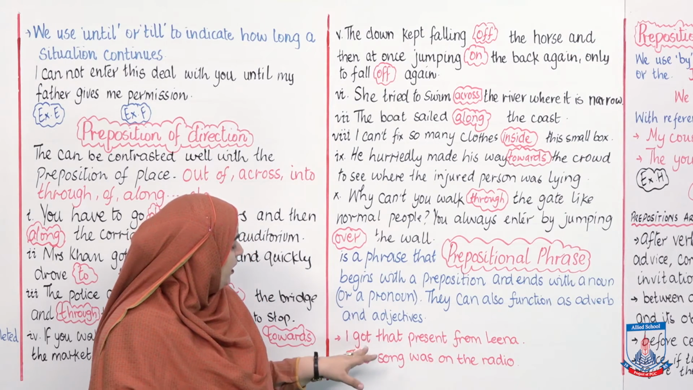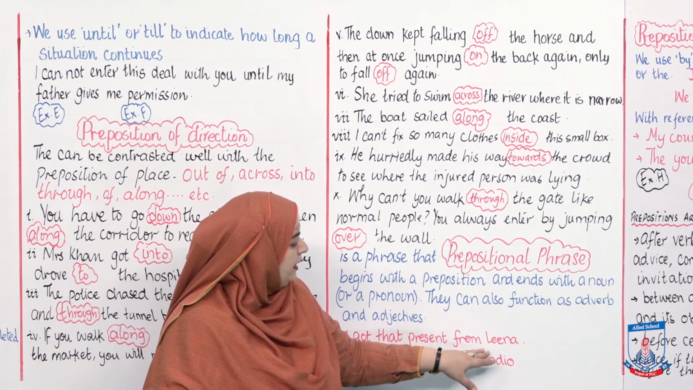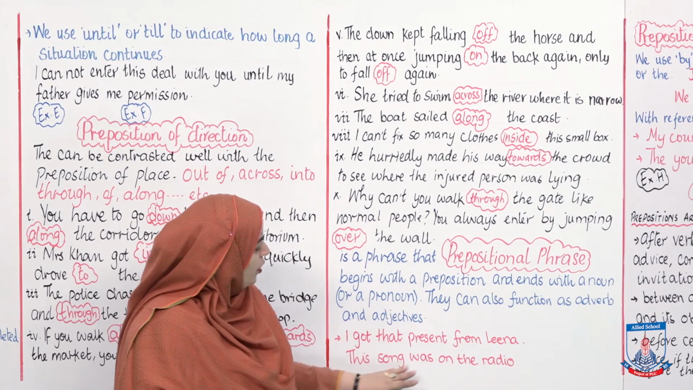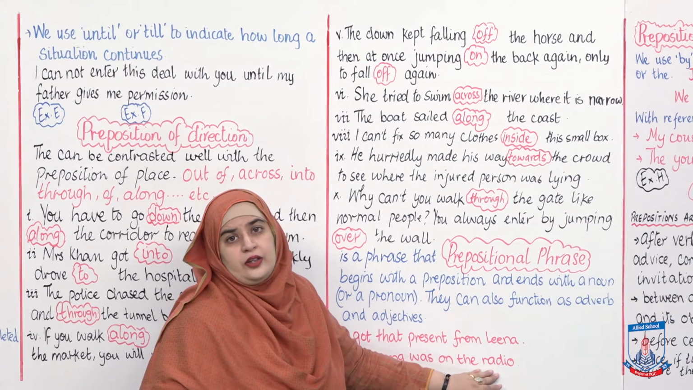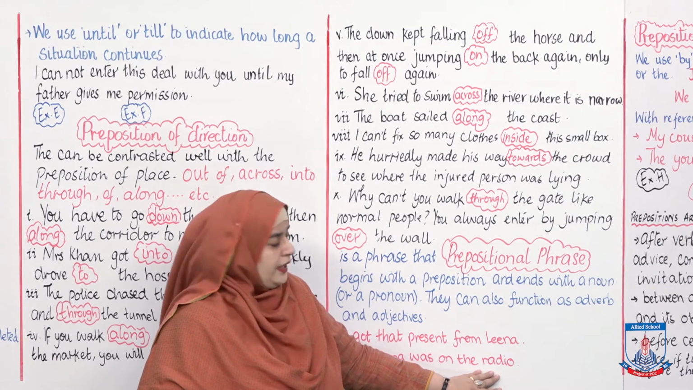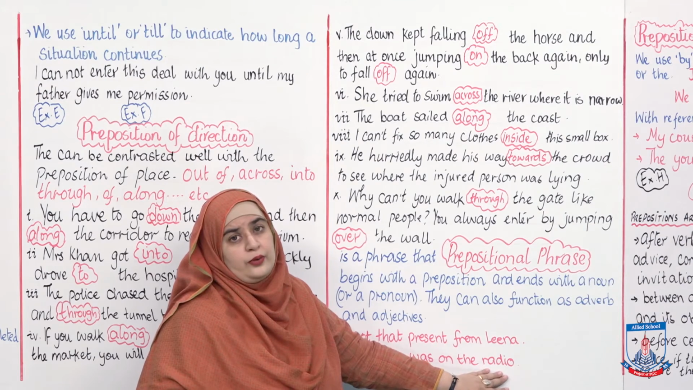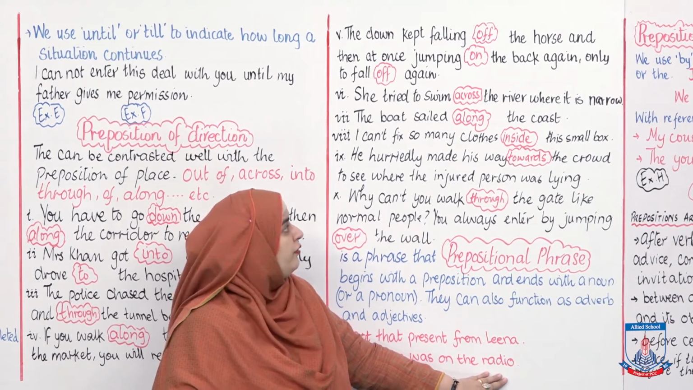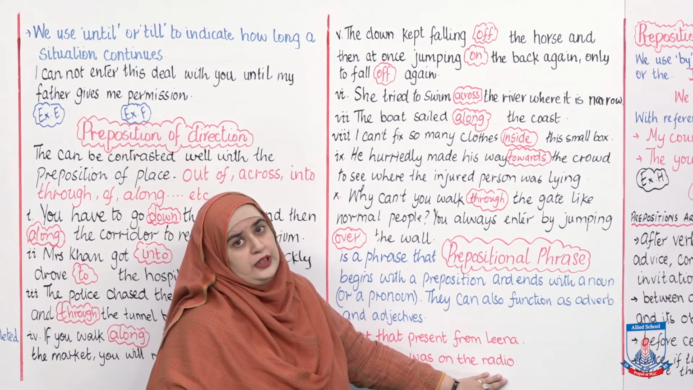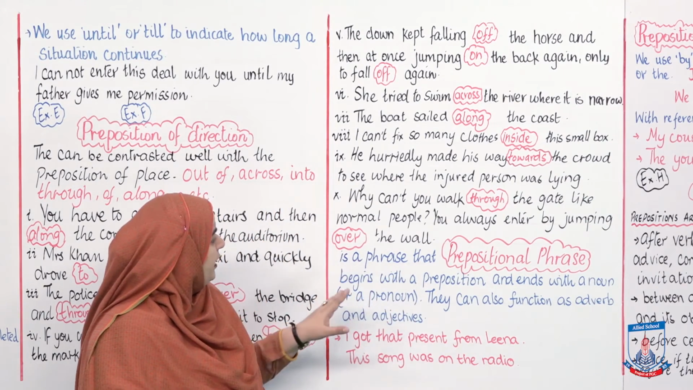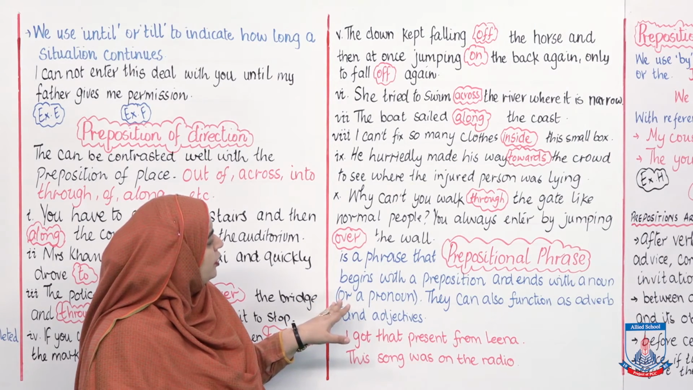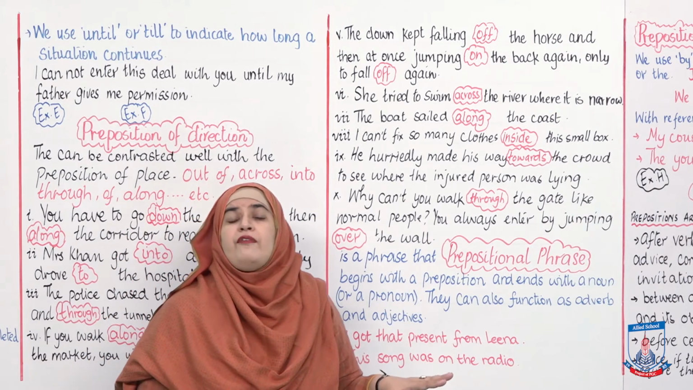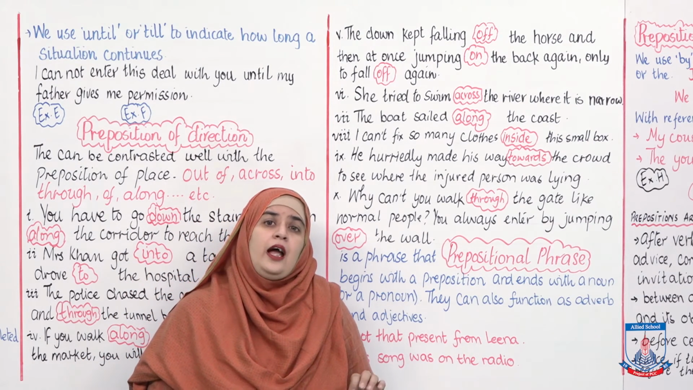For example, I got that present from Lena. From Lena is the prepositional phrase. Or this song was on the radio. On the radio is the prepositional phrase. Lena and radio both are the nouns. Let's read the literal meaning of this prepositional phrase before we move on to the next topic. The prepositional phrase is a phrase that begins with a preposition and ends with a noun or a pronoun, and they can further function as an adverb or an adjective.